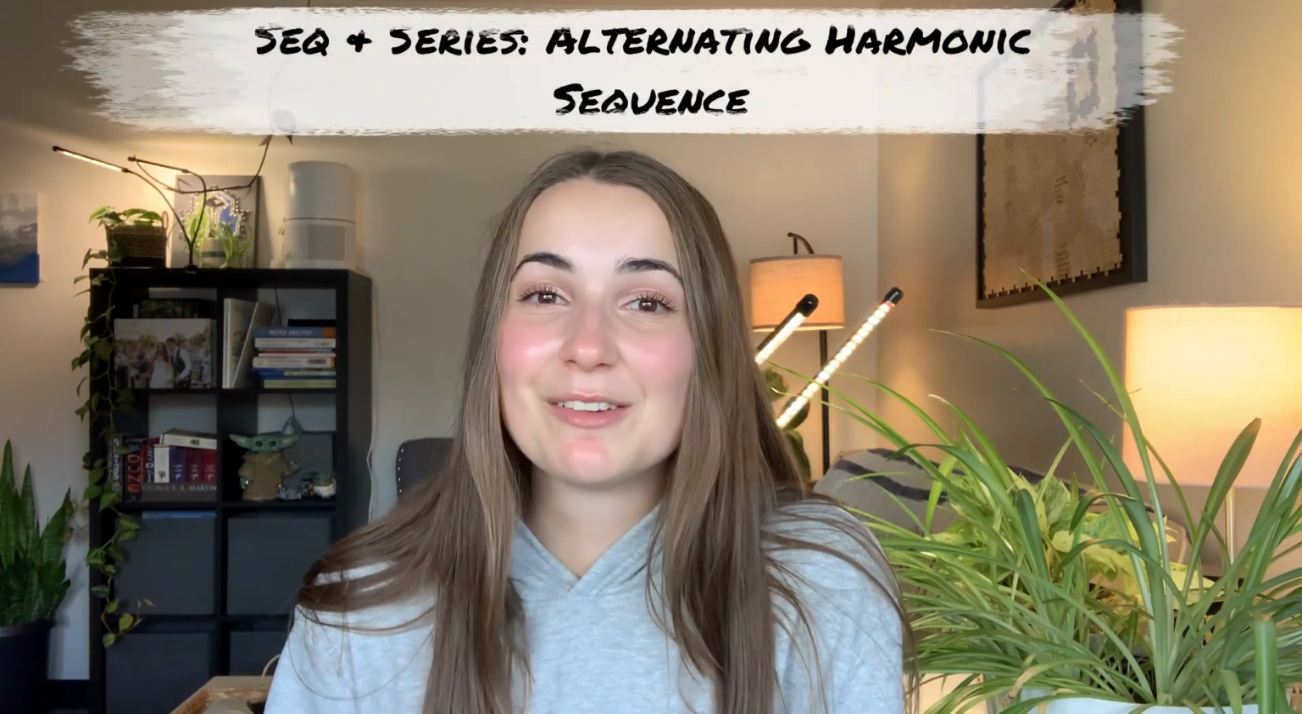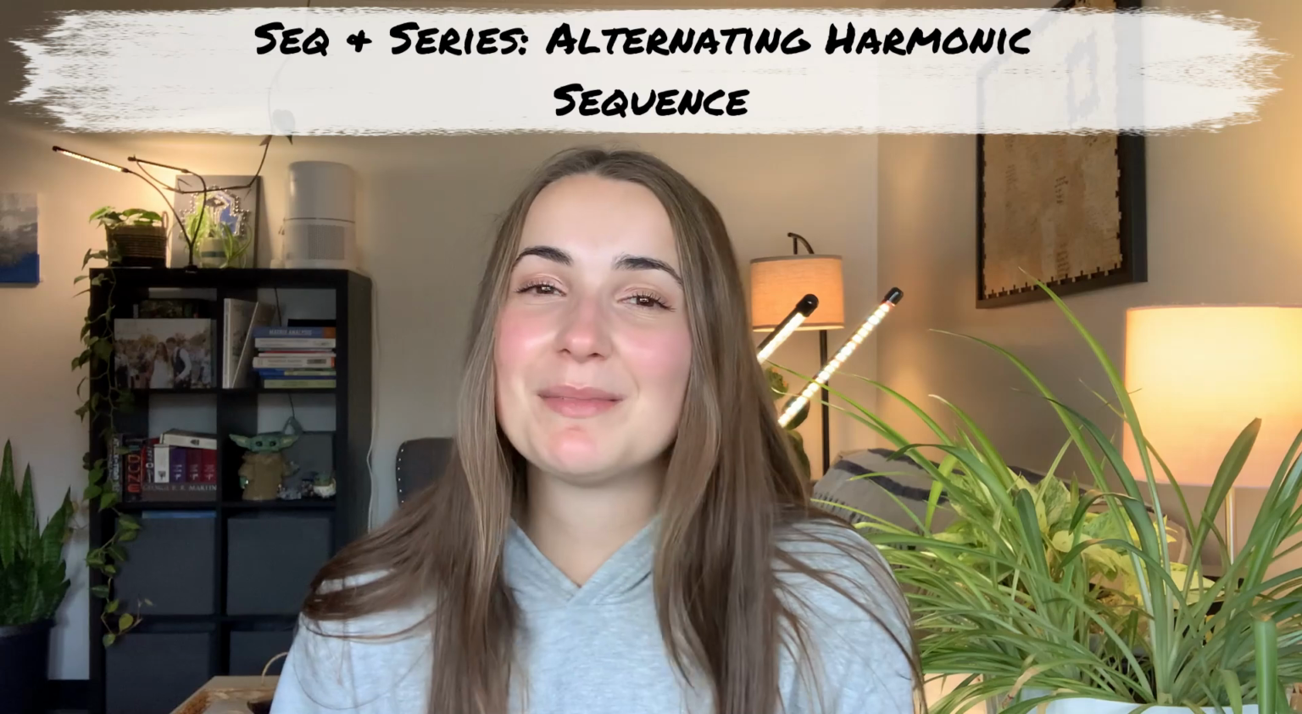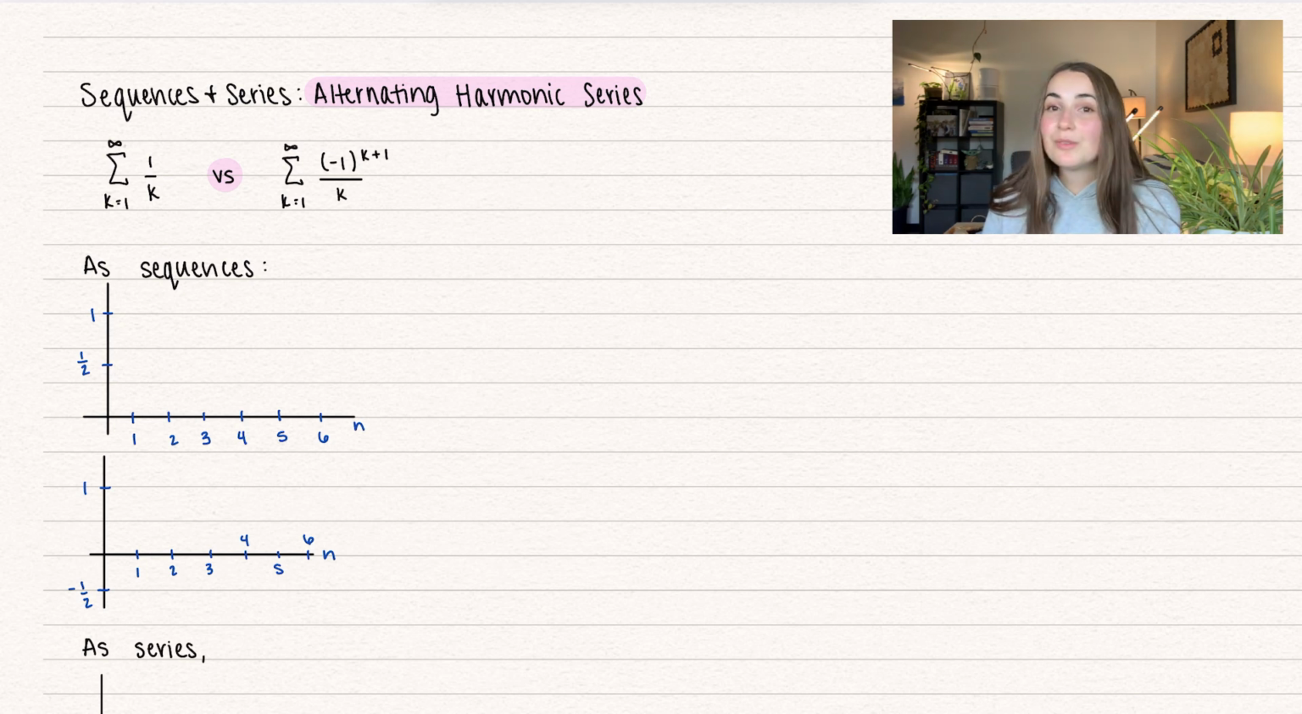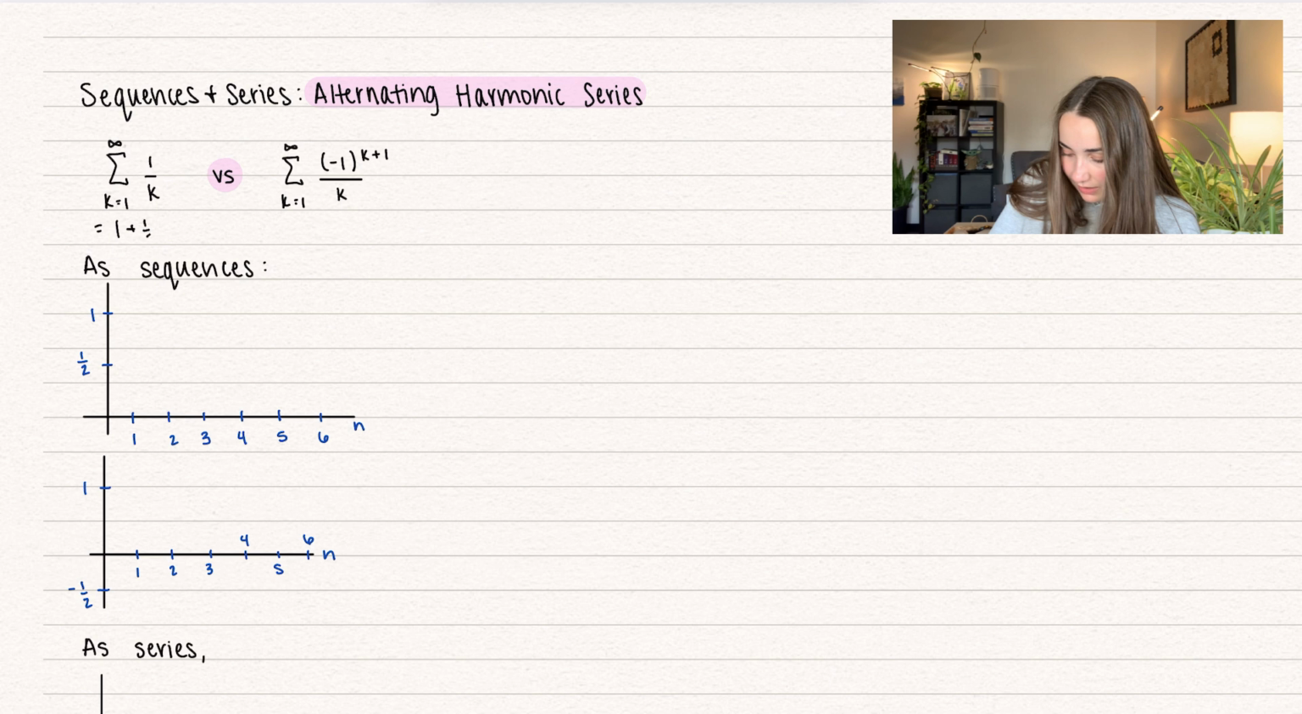Today we're working in our sequences and series, so we're going to be talking about the alternating harmonic series. So let's go ahead and dive into it. First we have the harmonic series. That is the summation k equals 1 to infinity of just 1 over k. So if we were to write this out, we would have 1 plus 1 half plus 1 third plus 1 fourth, right? And this is going on forever.